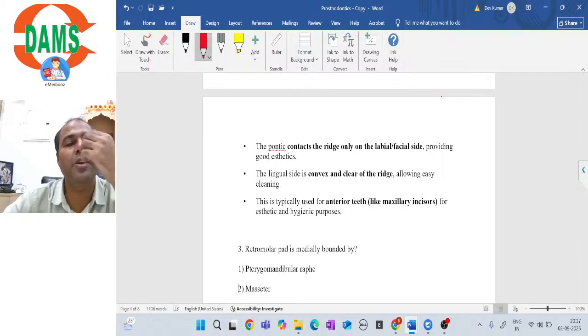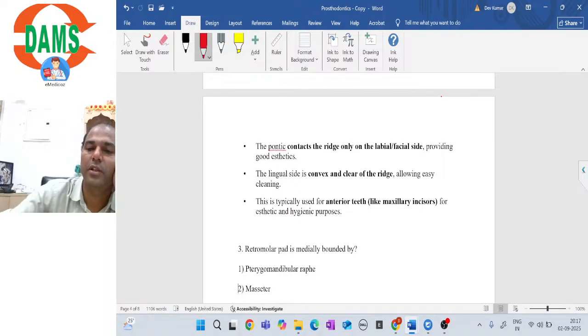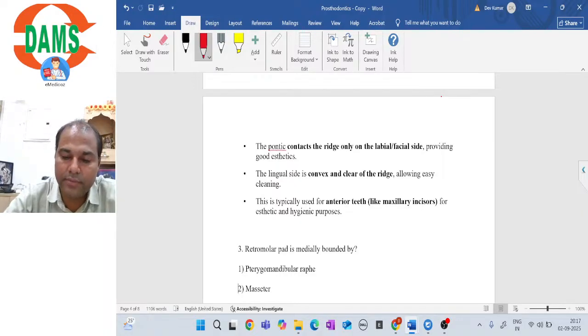So the pontic contacts only on the ridge, labial on the ridge side, providing good aesthetics, excellent. Lingual side is convex and clear of the ridge, allowing easy cleaning. Yes, and it is typically for anterior teeth for hygienic and aesthetic purpose. Okay, great. Any doubts till now? Is there any doubts? Let me see. Is there any?